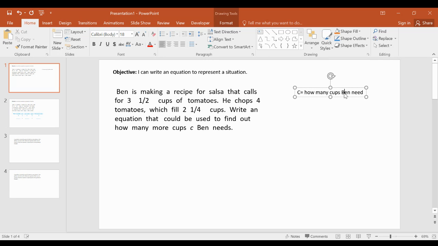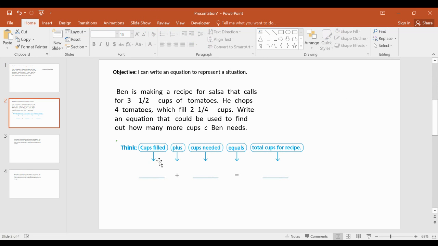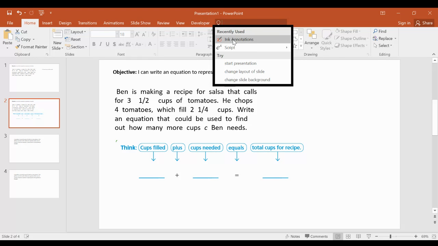So if I have to come up with an equation in order to solve for how many cups of tomatoes he still needs, I'm going to think that he's going to first want to think about the amount of tomatoes he has plus what he needs, and that's going to give me my total amount. Okay? So that means we're going to be thinking about the cups that he has plus the cups of tomatoes he needs, and that's going to equal our total cups for the recipe. That makes a lot of sense. So now I can just jot this in here.